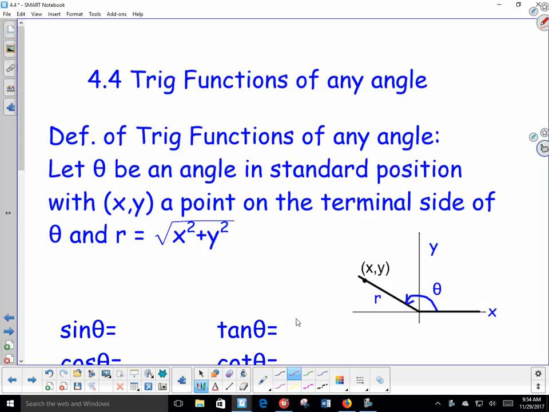All right, we are looking at section 4.4, trig functions of any angle.